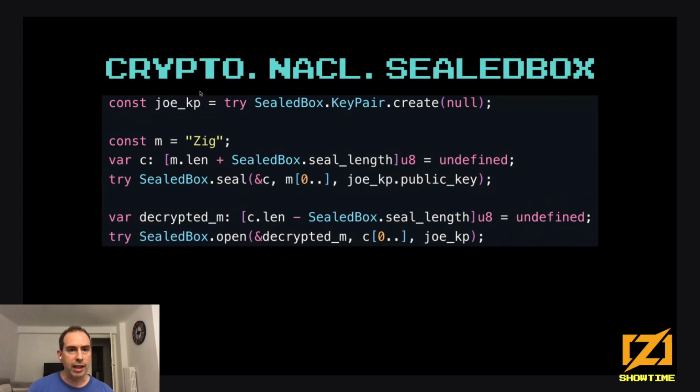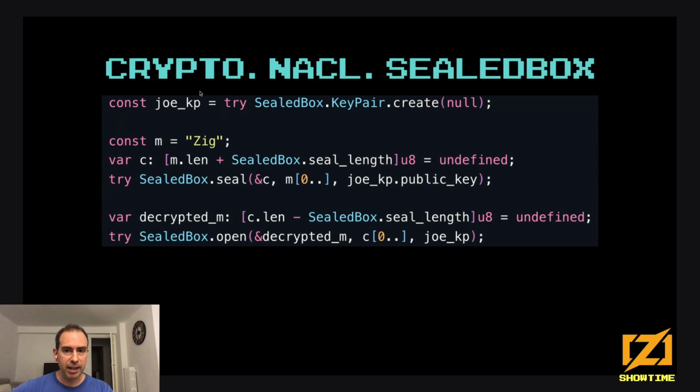So let's take a look at sealedbox, which is something you can find in libsodium and Go. This is an extension to the original TweetNaCl API, but it's probably what I would recommend. So this is very easy to use. You can create a key pair. So Joe now has a key pair. Joe's KP is a structure with two members, public key and secret key.